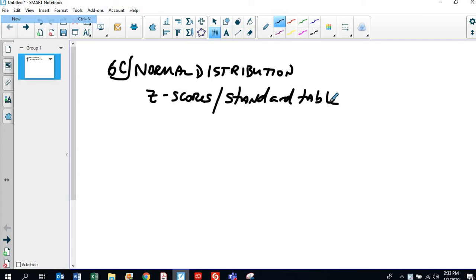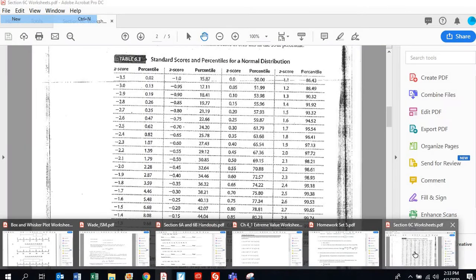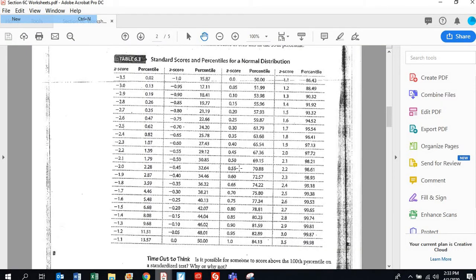In your textbook and in your handout, you will see this table, Table 6.3, standard scores and percentiles. Percentiles and percentages, as far as we're concerned, are basically the same idea. We'll talk more about the difference in another video, but we're okay thinking of the numbers under the percentile columns as percentages for most of our stuff. This table will be given to you, and you just have to know how to read off of it. But before we can read this table, we have to know how to find this Z-score.